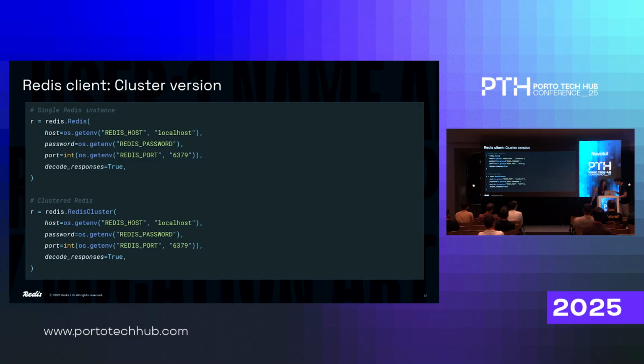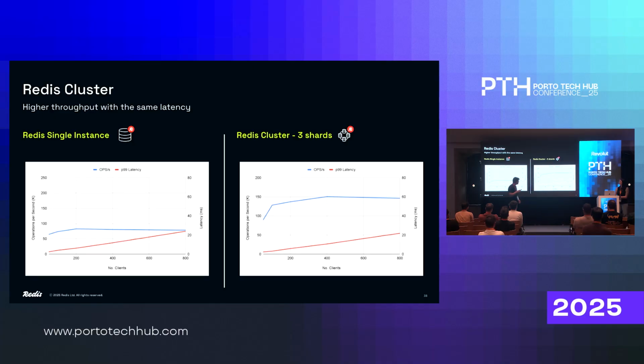Okay, so a small step in the code, but a big step on the performance, right? So here we are seeing on the left side of the screen the performance, the number of operations per second that we could reach using a single instance and the latency. And now with a 3-shard cluster, the throughput is much higher, right? So instead of doing, I don't know, 80K operations per second, now with 3 shards, we are capable of doing 150K operations per second, keeping the same latency, okay?